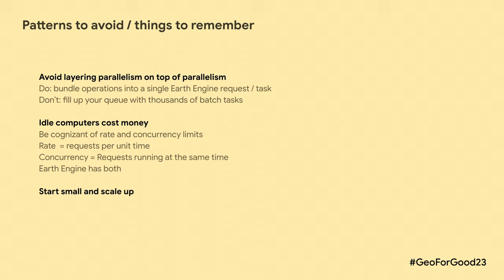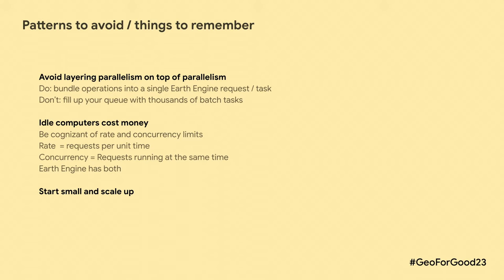Anyway, so avoid layering parallelism on top of parallelism. What does that mean? It means if you have a system that allows you to scale out and fan out, try to avoid having the things that scale does, all those individual workers, each doing a discrete piece of work that is calling some other service that does the same thing. You're creating an infinite compute fan out. You can cause problems that way, and very strange things can happen.